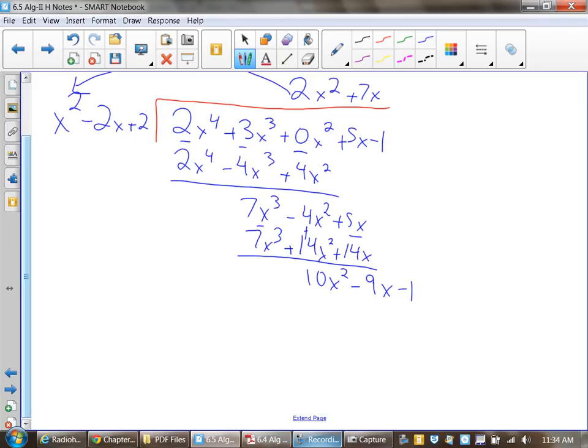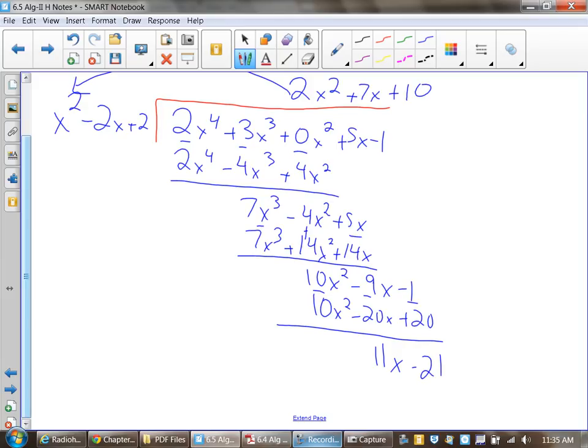And then lastly, what do I multiply the x squared by to equal 10x squared? 10. Distribute through again. Negative 9 minus negative 20 is positive 11. Very good. Negative 1 minus 20.